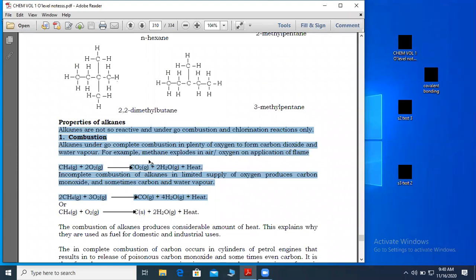In excess oxygen, the product is carbon dioxide and water, but in limited oxygen, the product is carbon monoxide and water. That is it for today.